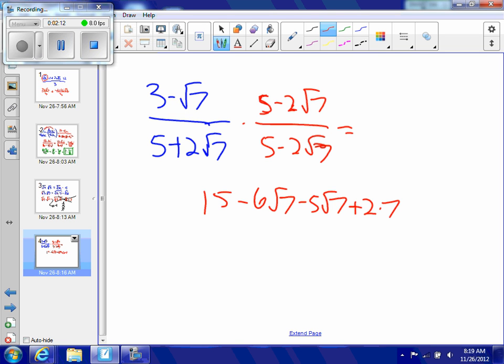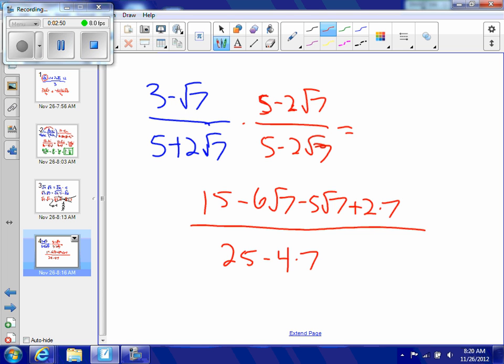Is everybody okay with that? That's my numerator, because I have radical 7 times 2 radical 7. So my 2 is not being multiplied by anything, but my radical 7 times my radical 7 is going to give me a 7. And then my denominator is going to be 25 minus 4 times 7.